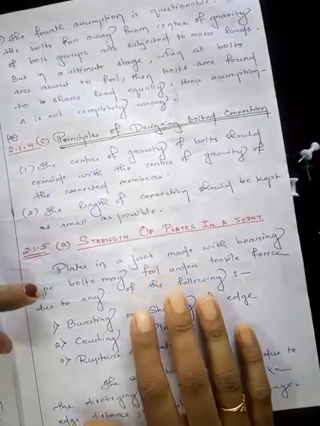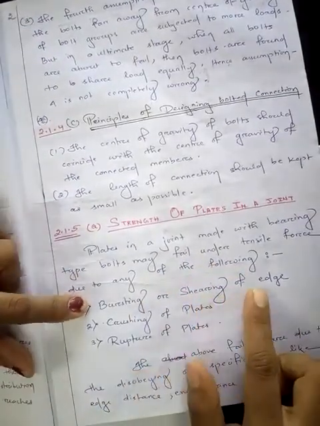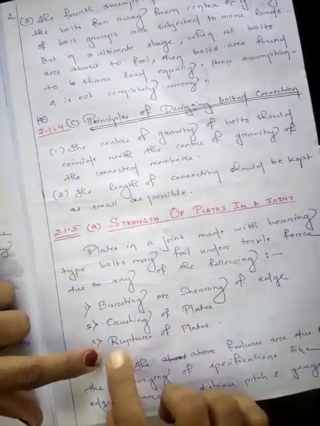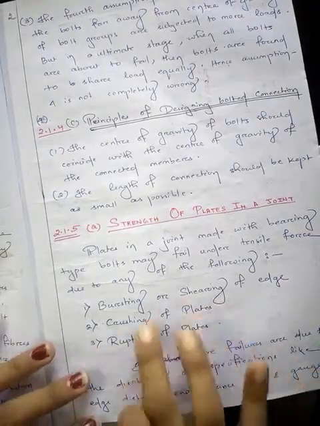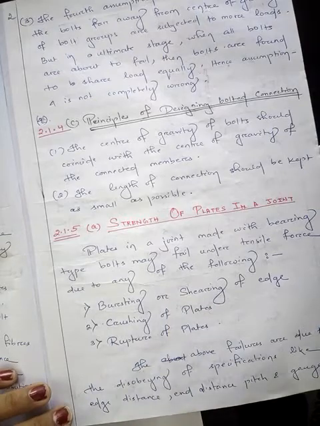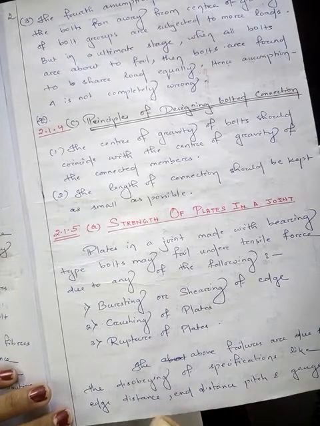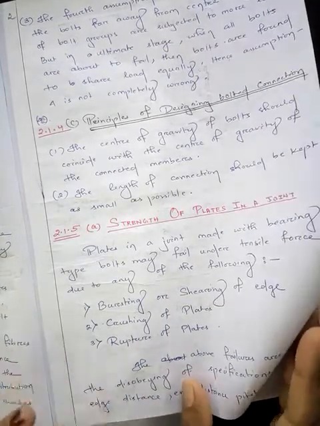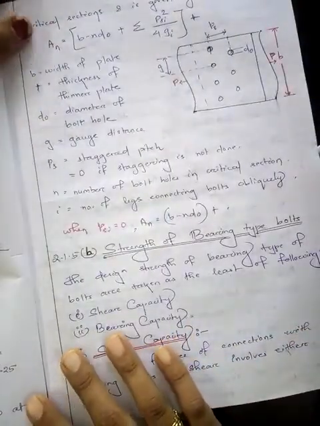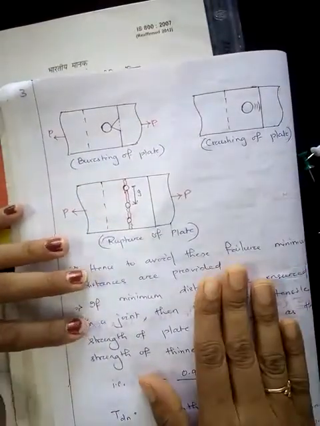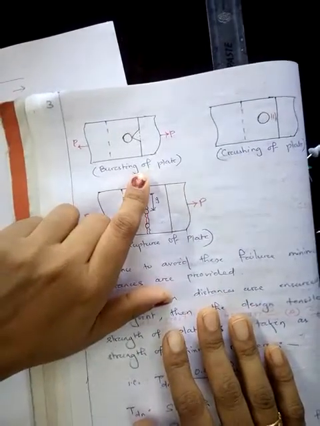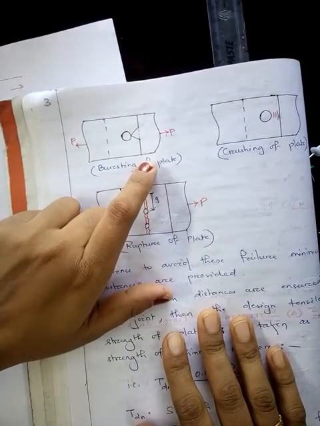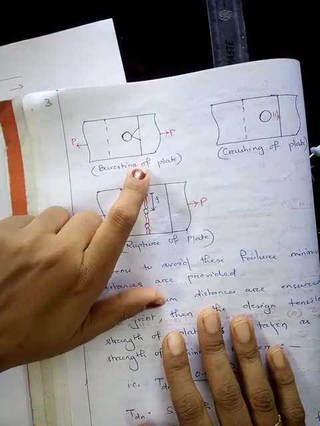So these are the different types of failures: bursting or shearing of edge, second is crushing of plates, and third is rupture of plates. The above failures happen due to the lack of specifications like edge distance, end distance, pitch, gauge. If you do not maintain the spacing between bolts and bolt and edge, then this type of failure will happen with the plate.